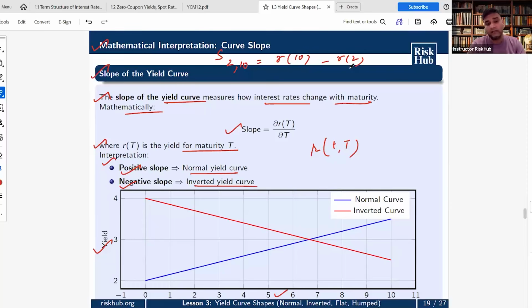If you look at the chart, the horizontal axis is maturity, running from about -1 to 11 years. The vertical axis is yield, running from 2 to 4. Two straight lines are drawn. The blue line labeled normal curve starts at 2 at maturity 0 and rises to about 3.5 at maturity 10. The line labeled inverted curve starts at 4 at maturity 0 and falls to about 2.5 at maturity 10. They cross near maturity 6.7. The chart shows a positive slope rises left to right and a negative slope falls left to right.